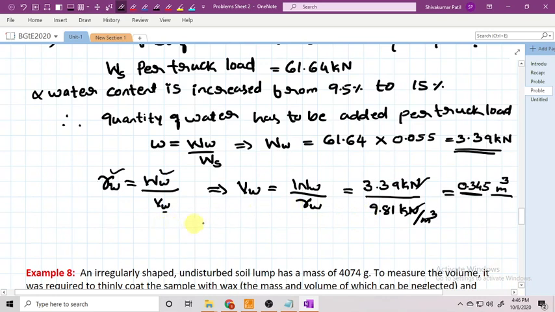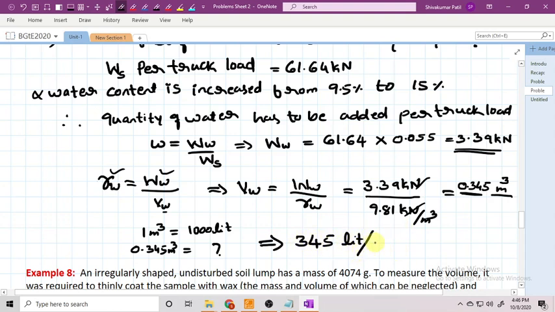So this much cubic meter. Now if you want to convert this into liters, 1 cubic meter of water is equal to 1000 liters. So 0.345 cubic meter is equal to how much liter? 0.345 into 1000 divided by 1. So you have to add 345 liters of water per truckload, per truck. So 345 liters of water you have to add per truck.